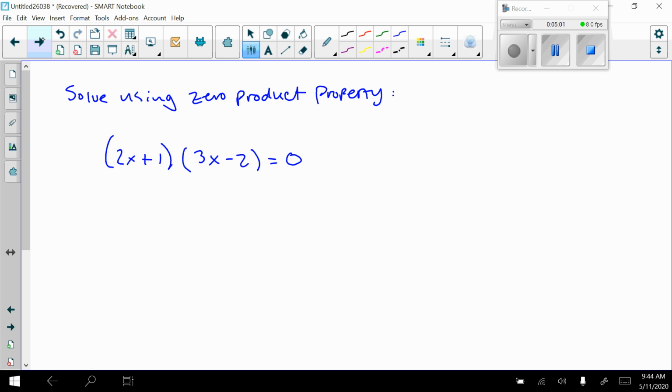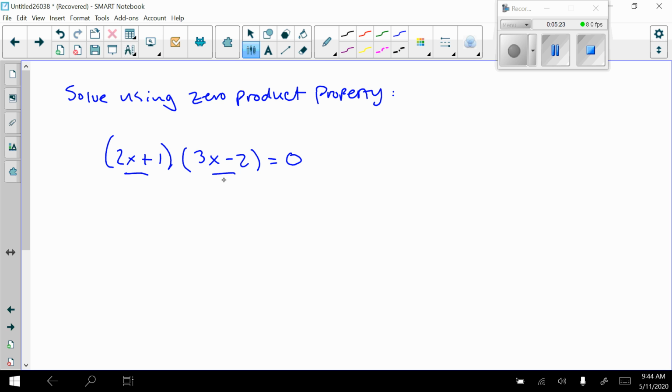Again, we're solving using the zero product property. 2x plus 1 times 3x minus 2 equals 0. Anytime I see two things multiplied together that equals 0, I'm automatically going to think I'm going to use the zero product property every single time. If I ever have two things multiplied together that equals 0, I just know that this is the method that I'm going to use to solve.